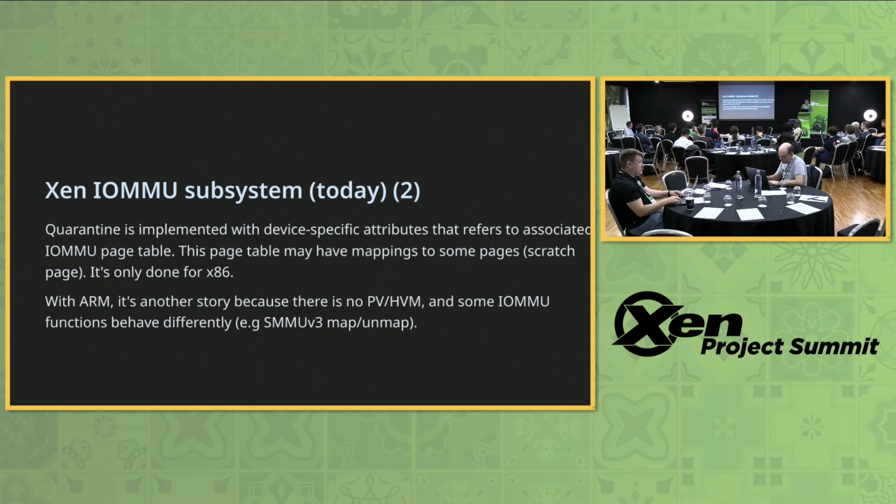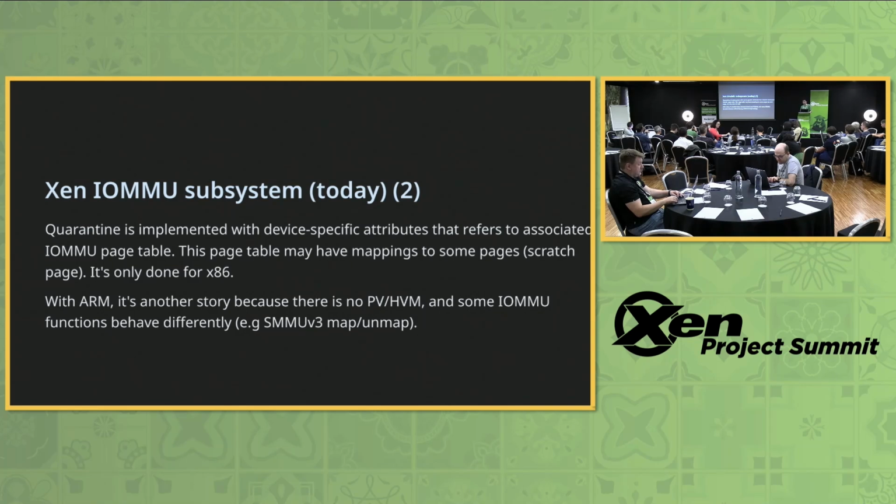Another problem that the current system has is that quarantine is implemented using device-specific attributes that refer to the page table. It's quite a hack, I would say, and not really practical to work with in the IOMMU code. We also have this page table carry some specific mappings, like mappings done to deal with some hardware issues.